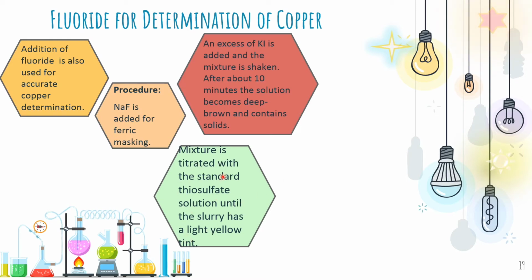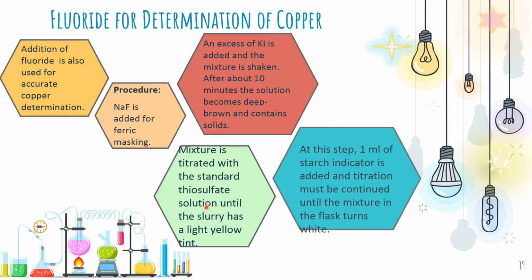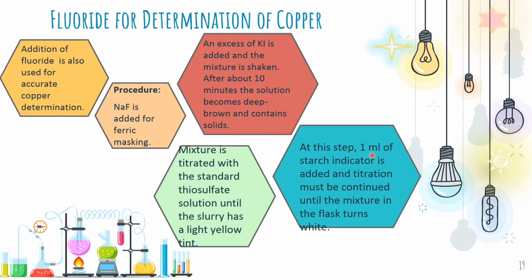After the titration with the thiosulfate, the solution will turn yellow, and at this step we are going to put around 1 milliliter of starch indicator, and the titration must be continued until the mixture turns white. So this is the whole process in which the white contents determine how much copper is present there.